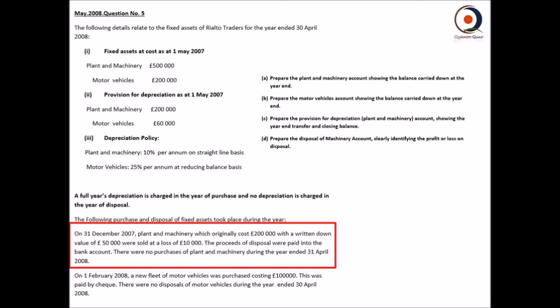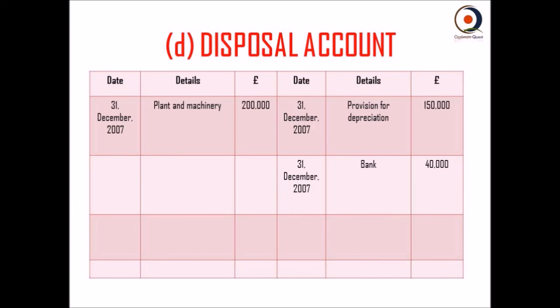So if we are selling at a price more than the net book value, it means we are making a profit. If we are selling at a price less than the net book value, we are actually making a loss, and they have already mentioned that we have made a loss of 10,000 pounds. So if we have made a loss of 10,000 pounds and if the net book value is 50,000, then clearly the selling price is supposed to be 50,000 minus 10,000, which is 40,000 pounds. So the selling price that we will record on the credit side of disposal account as bank will be 40,000 pounds.